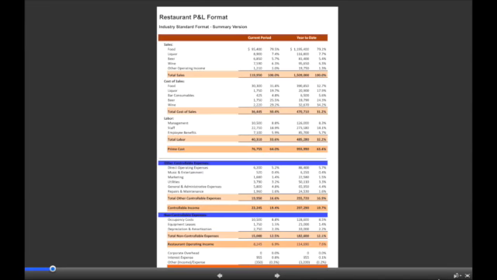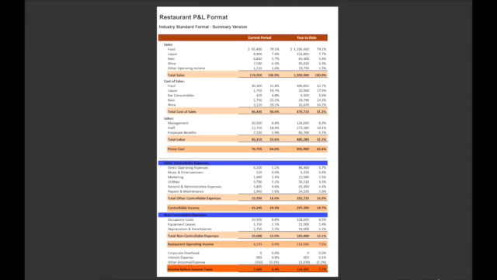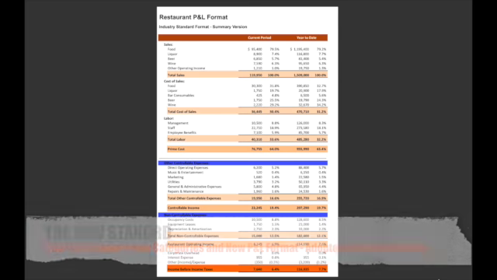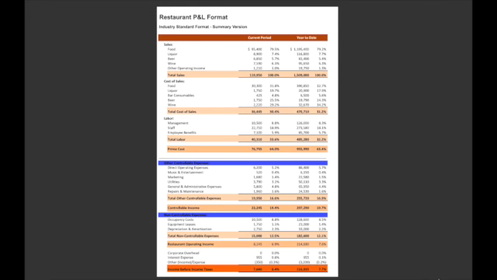Let's take a look at a traditional restaurant P&L format. Now, a couple things to note. This is based on the new standard chart of accounts done in conjunction with a handful of amazing restaurateurs, consultants, and the National Restaurant Association. This look right here is the new standard look. If your P&L doesn't look like this, it's understandable. There's a handful of reasons why this looks the way it does now versus the way it's looked before. So let's start by breaking down each one of these sections.